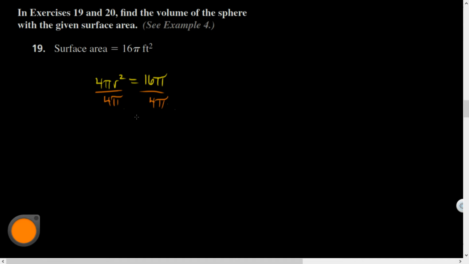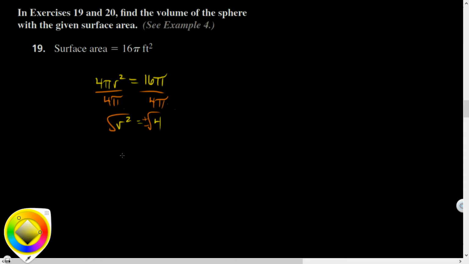Divide both sides by 4 pi. Isn't that convenient? R squared is equal to 4. Root. Malik, what is the square root of 4? That's 2. So r is equal to 2 or negative 2, but since we're talking about a radius, we don't consider that to be a negative number ever.